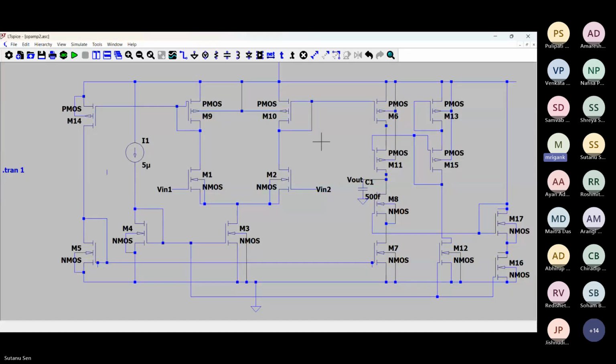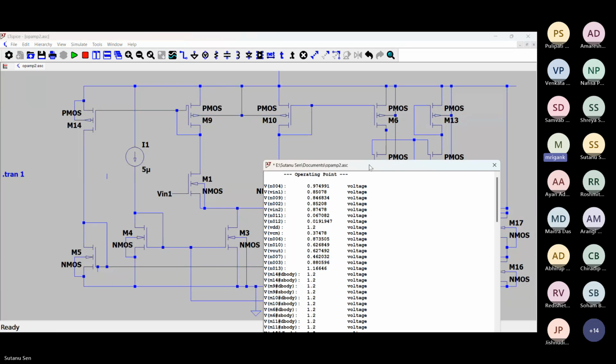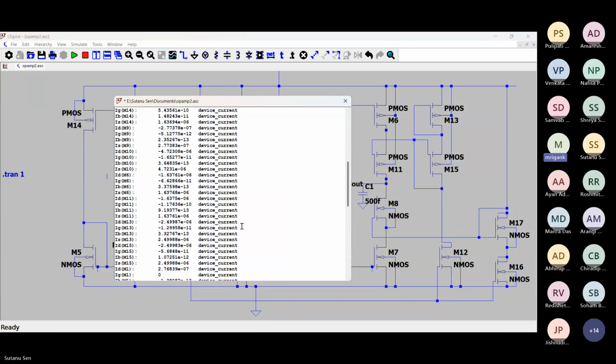Okay, and the lower side. So the M9, M14, M6 currents are also similar. Yes. And as a result, M5, M7 currents should also be similar. You can just check M7, M5. Almost, of course, it will be similar only. Same values. Yes, sir, they are the same value.